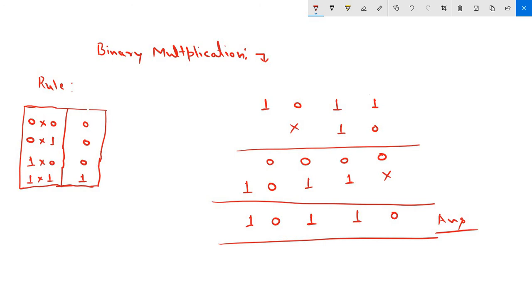Okay, so I hope you understand how to convert a binary number to a decimal number, how to convert a decimal number to a binary number, binary addition, binary subtraction, and binary multiplication.